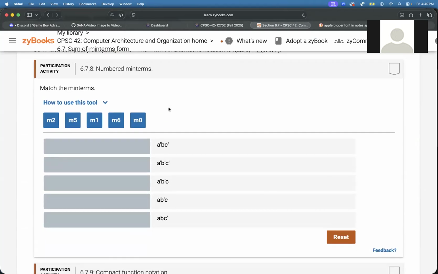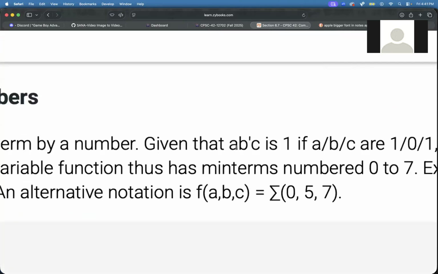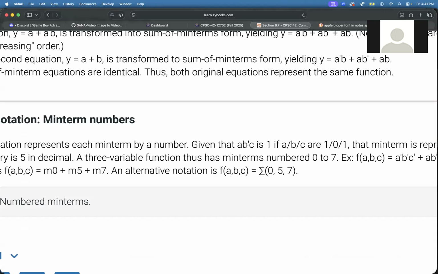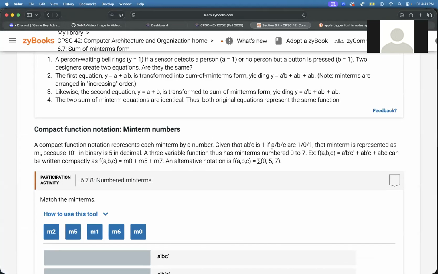All righty. What the heck? Compact function notation represents each min term by a number. A, not B, C is 1 if A, B, C are 1, 0, 1. Uh oh, okay.